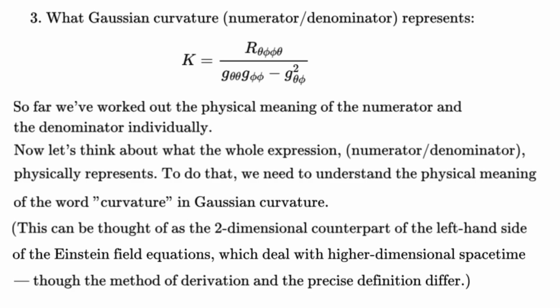Three. What Gaussian curvature, numerator over denominator, represents. So far we've worked out the physical meaning of the numerator and the denominator individually. Now let's think about what the whole expression, numerator over denominator, physically represents. To do that, we need to understand the physical meaning of the word curvature in Gaussian curvature. This can be thought of as the two-dimensional counterpart of the left-hand side of the Einstein field equations, which deal with higher dimensional spacetime, though the method of derivation and the precise definition differ.